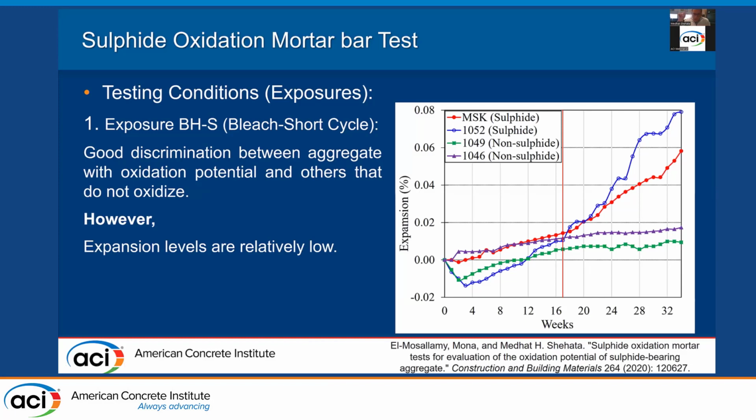Keep in mind, this is small aggregate, it's crushed aggregate. When you get oxidation in a larger particle, you might see the expansion, but here we didn't see it. But we saw the expansion associated with the second phase, which is exposure to sulfate attack. So this seems to be working. It's a good test. The only thing is the expansion is relatively low. We're able to get 0.06, 0.08. Yes, there is a clear discrimination between sulfide and non-sulfide aggregate, but I was hoping that this one would go a little bit higher.